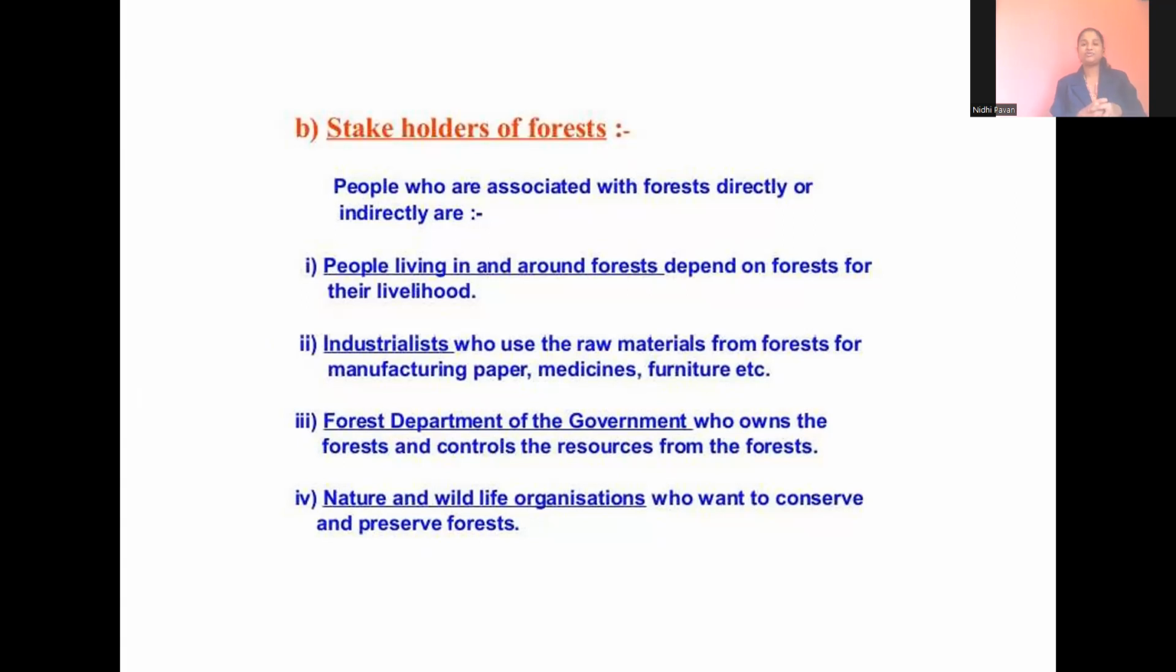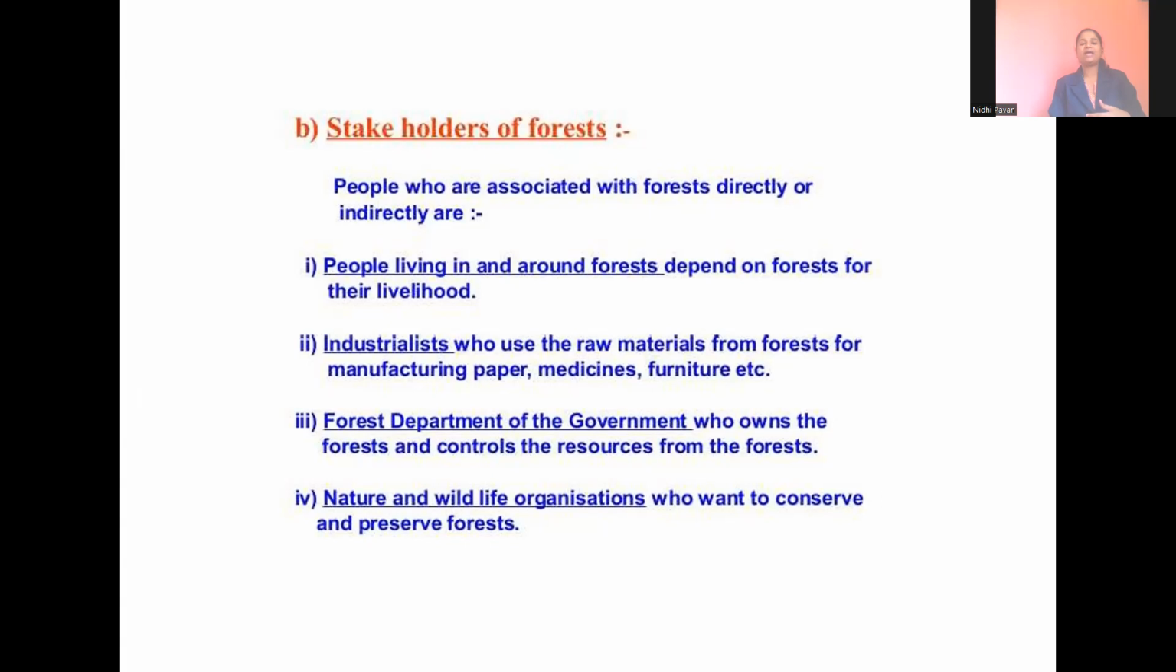The next one is industrialists. Most of the industries are directly or indirectly dependent on the forest, so these people are also stakeholders, because they use the raw materials. For manufacturing paper they need timber, for medicines they need many plants, as well as for furniture. Then the forest department of the government, who owns the forest, judicially has the right to control whatever they can do for the forest.